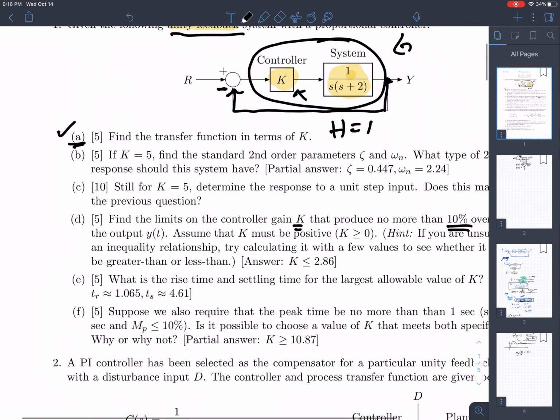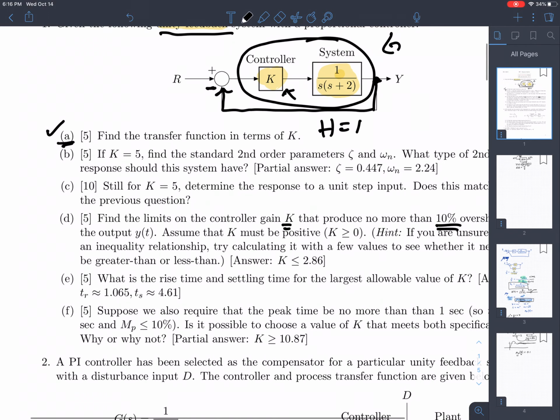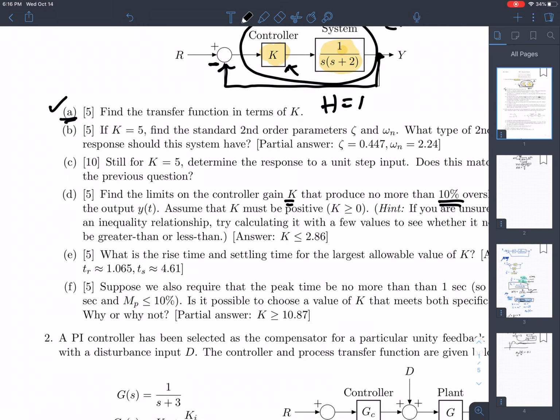Next, what is the rise time and the settling time for the largest allowable value of k? Again, this goes back to system performance, so read through the book, and it talks about formulas that involve the second order system parameters, zeta and omega n. Once you know a value of k, you can calculate a zeta and an omega n, and you plug into the formulas for rise time and settling time. So you'll get an idea of how that works.